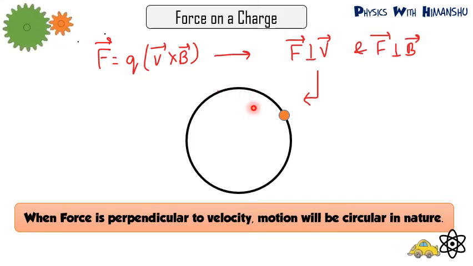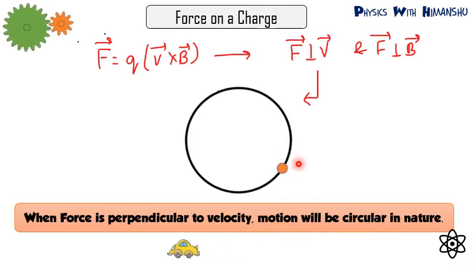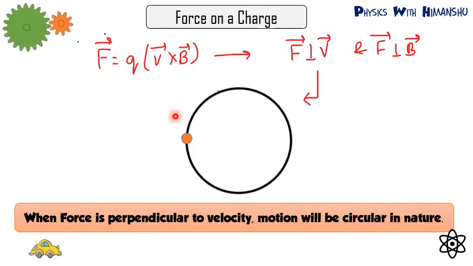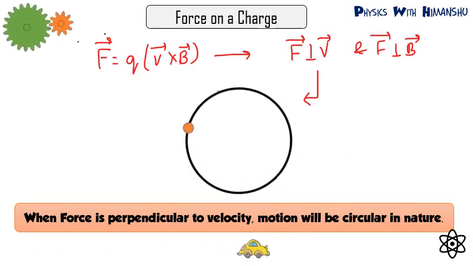Now, if you remember in 11th class, the topic called circular motion. When force is perpendicular to velocity, motion will be circular in nature. What happens in a circular motion? In a circular motion, force is towards center, but velocity is tangential. So force and velocity are perpendicular to each other, and the motion will be circular in nature. So you have to remember this thing.